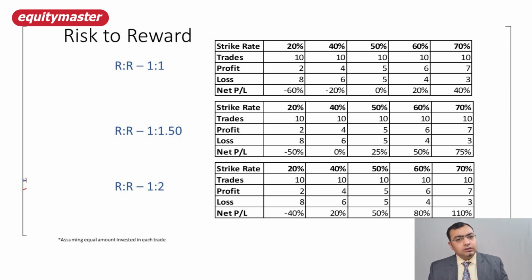So again, I am using the same capital, 10% per trade. Now if you look at the scenario at 20% strike rate, you made a profit on 2 trades, a profit of 40, and on the 8 losing trades, you made a loss of 80%. So here you are still managing to lose 40%. In the first scenario at 1:1, you managed to lose 60%.